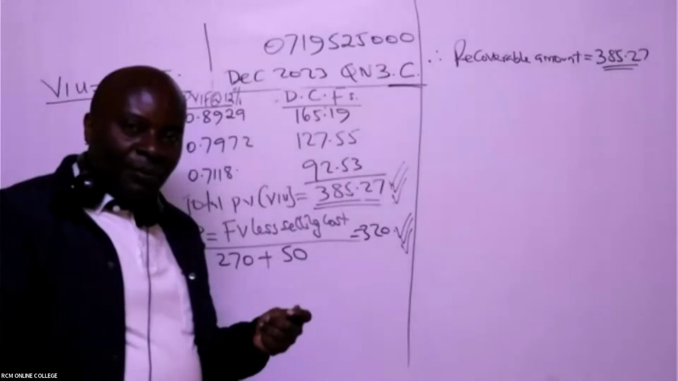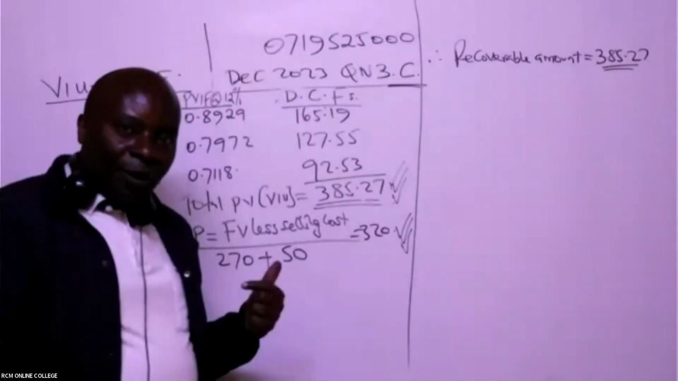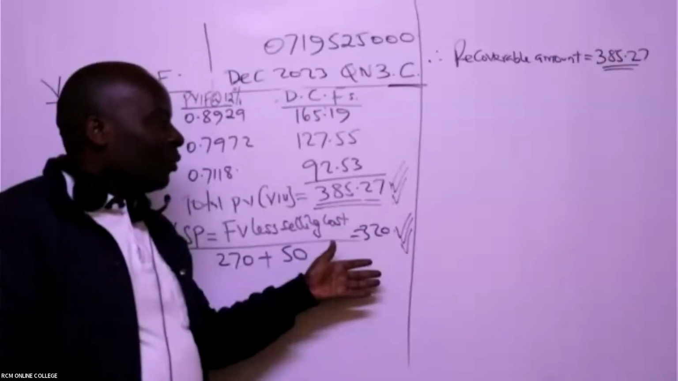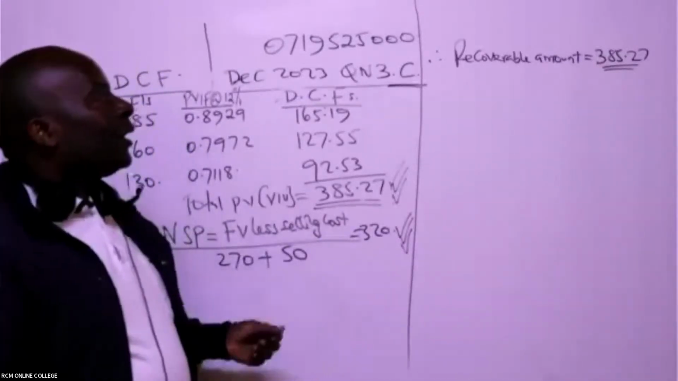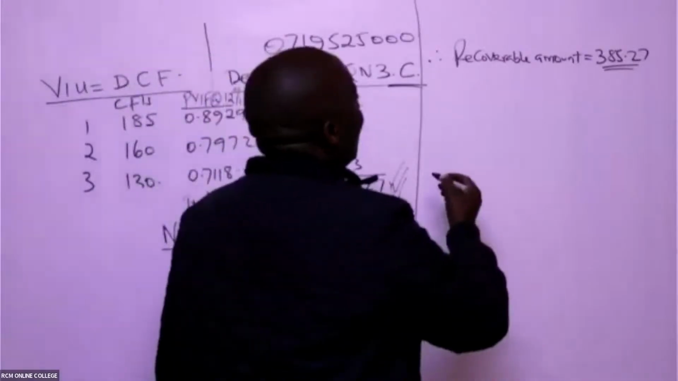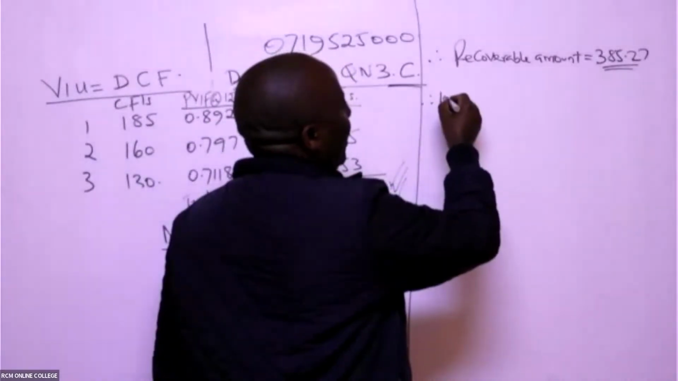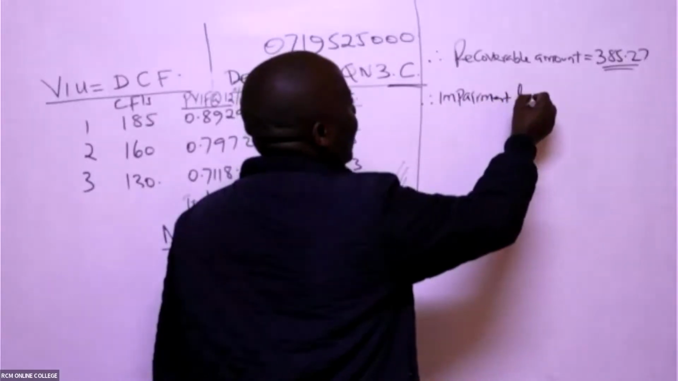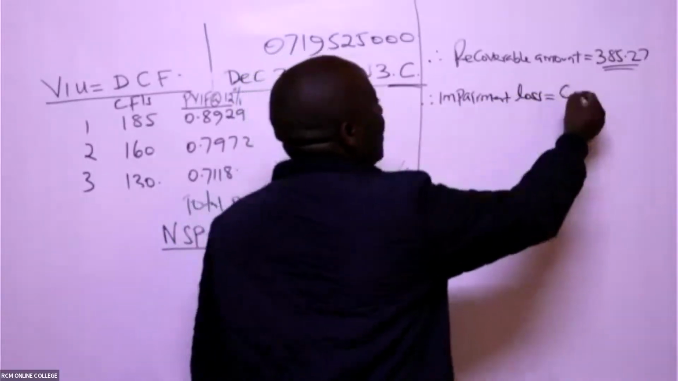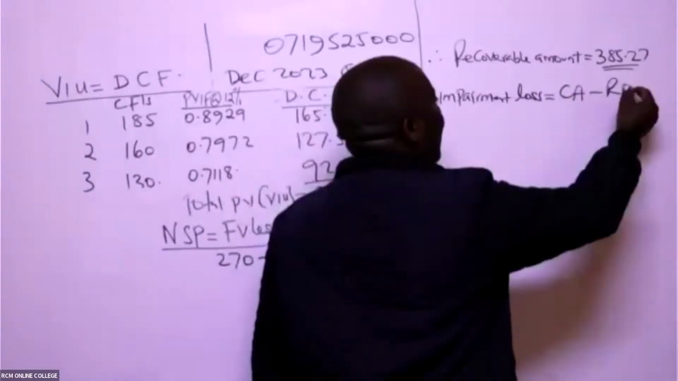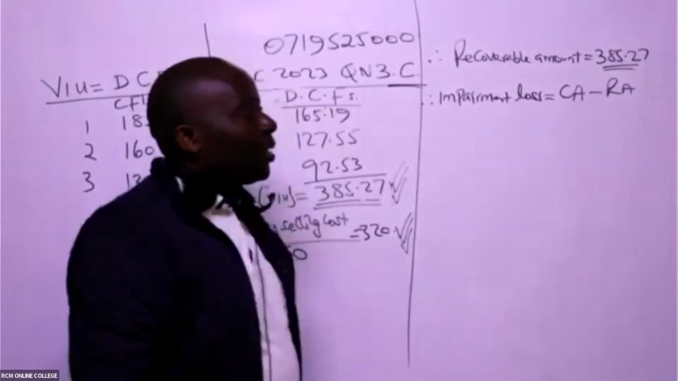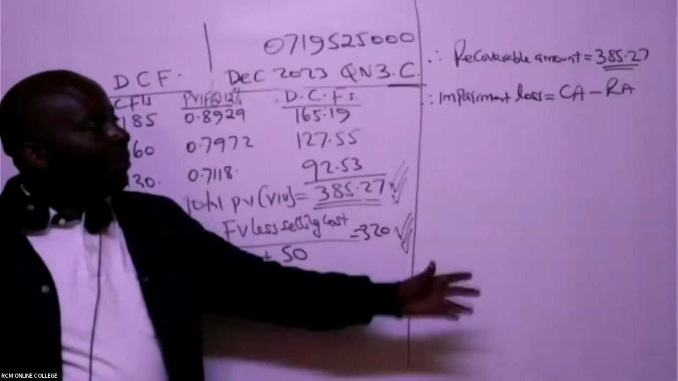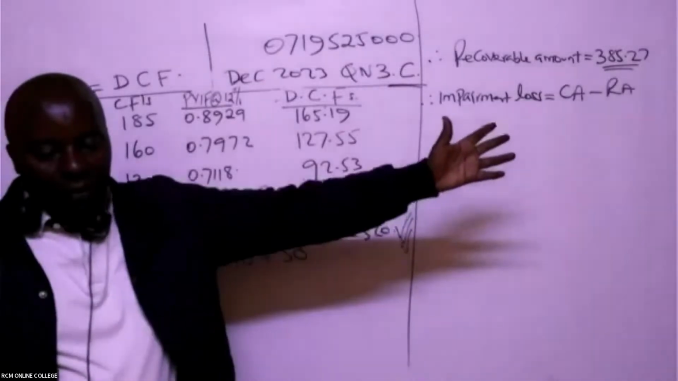I have an asset here. If I continue using this asset, I will get this. If I sell it, I'll get 320. So what is better for me? The higher. And then once I've gotten this, I will be able to ascertain the impairment loss, which is CAR minus RAR. Impairment loss is carrying amount minus recoverable amount.